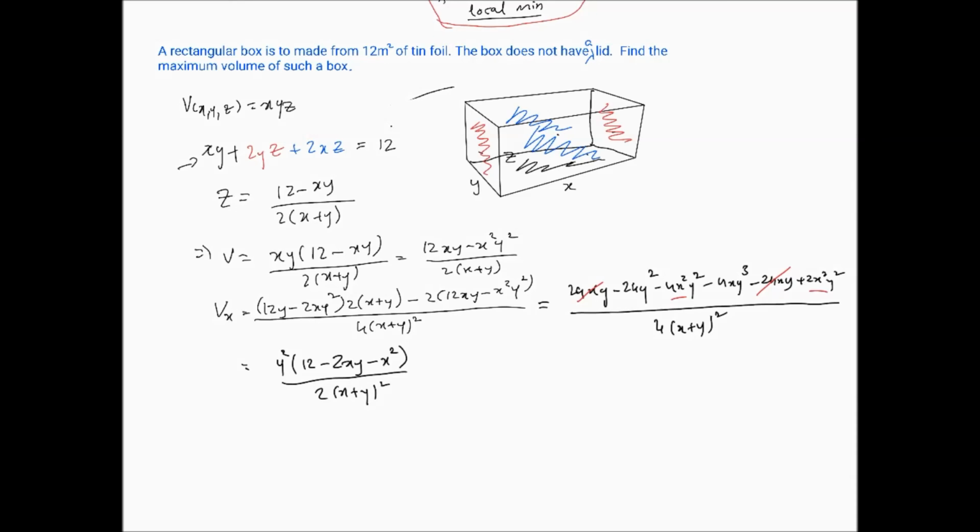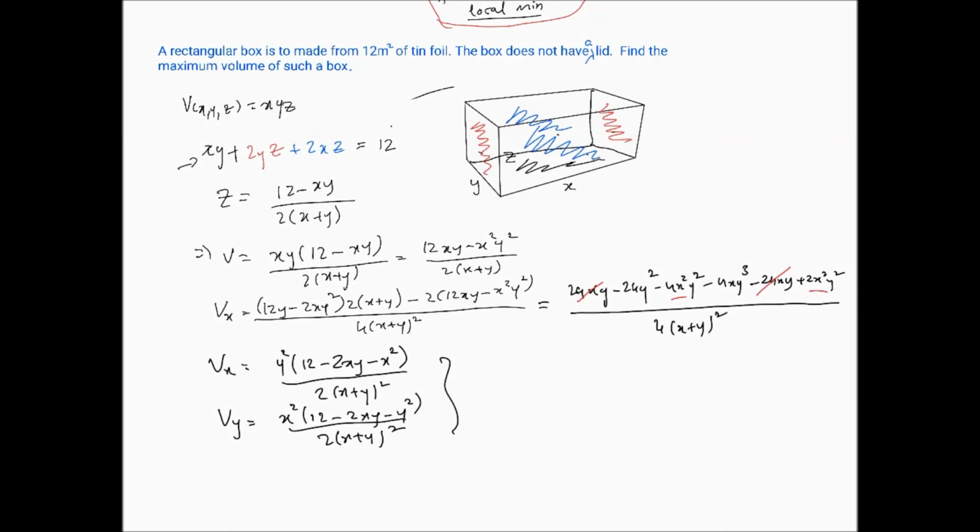So in a similar way, we'll get vy, which is going to be similarly done. Once you simplify that, it will turn out to be x squared into 12 minus 2xy minus y squared all over 2 into x plus y squared. So those will be our two equations. That's your vx here, and that's your vy.